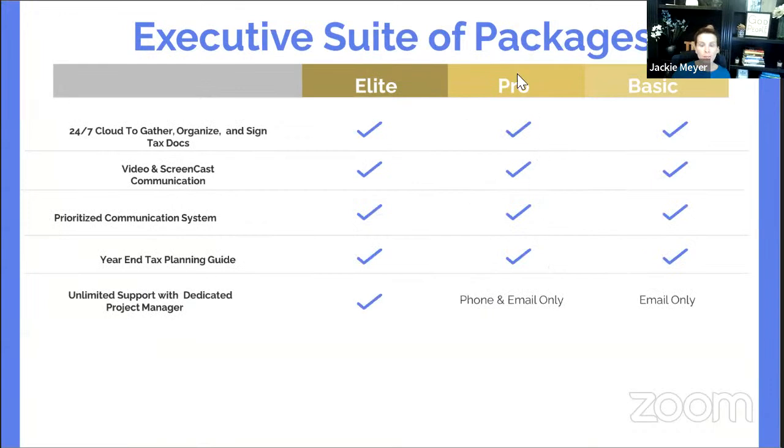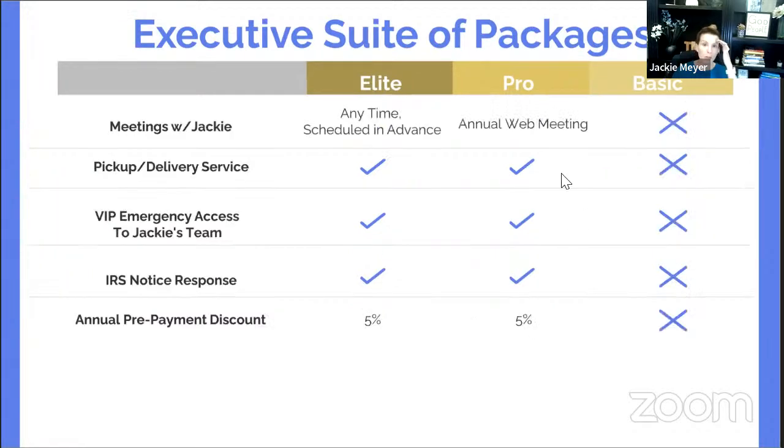In the middle column here is the one I'm walking through. So still, they get that phone and email only support. They get all these other competitive advantages you bring to the table. They get one annual web strategy meeting, but not with me. They get it with their project manager and possibly a tax manager. That's shaved a lot of time off my schedule because I was doing a lot of these meetings.